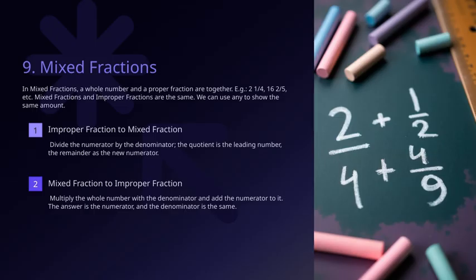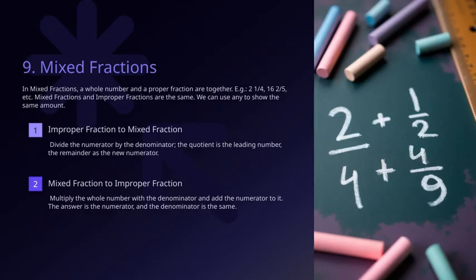In fact, mixed fractions and improper fractions are essentially the same thing. They can be converted back and forth depending on what's more convenient. Now, how do we convert an improper fraction to a mixed fraction? Well, you divide the numerator by the denominator. The quotient becomes the whole number part, and the remainder becomes the new numerator. The denominator stays the same.